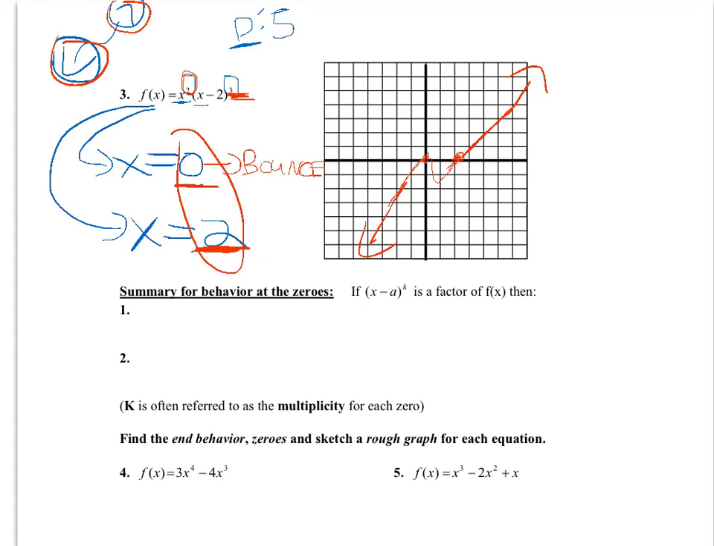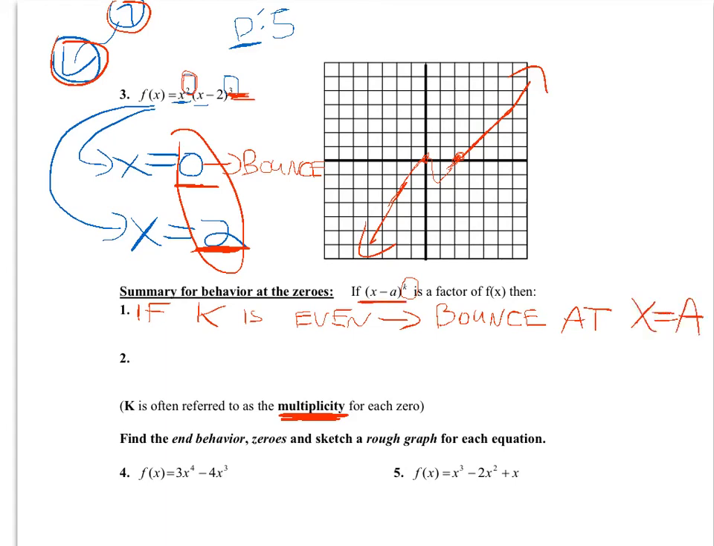So let's sum this up. The summary for the behavior at the zeros. If you factor everything out, this k is often called the multiplicity for each zero. You'll see it said this a lot in the textbook. So if x minus a is a factor of f of x, and that k is even, then what we can say is there's a bounce at the zero x equals a.